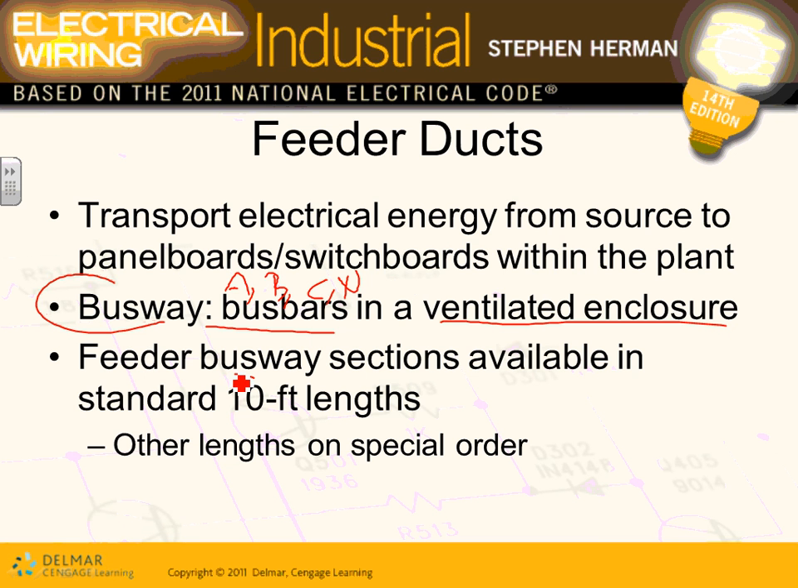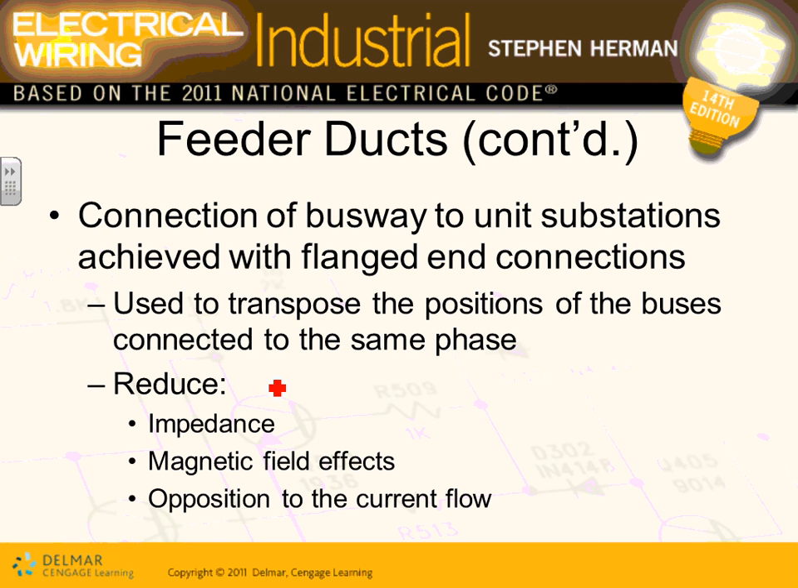Sections are available in 10-foot sections. The width, depth and height depend upon the amps. Guys, you can go from a 4-inch by 4-inch duct all the way to a foot by a foot, depending on whether it is 200 amp, 225 amp, or 4,000 amp. And you can also have special orders for them.